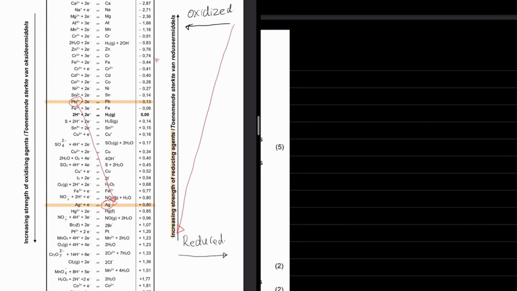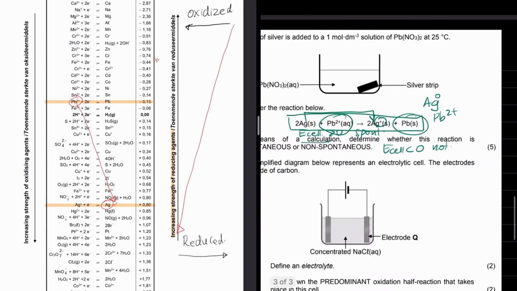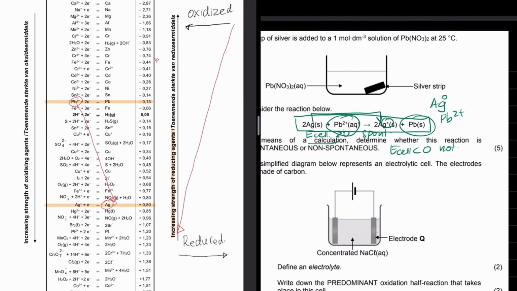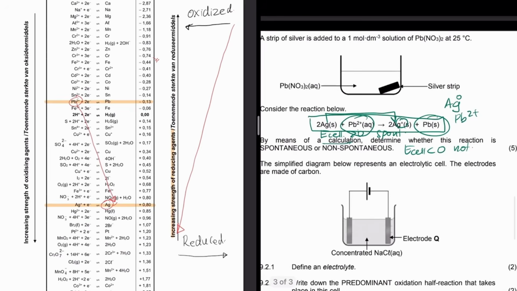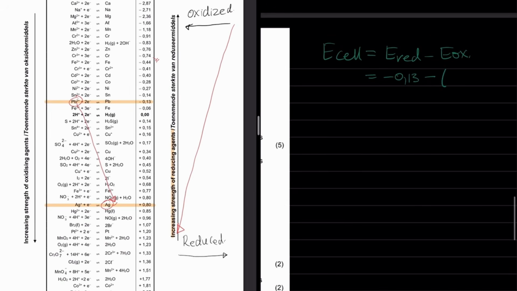So let's go ahead. We can write that the E of the cell is equal to E of reduction minus E of oxidation. So reduction, where's the reduction? What was reduced? Let's check. So Pb was reduced, so minus 0.13, then minus, what was oxidation? The Ag was oxidized. So that's minus, and the value there is 0.80. And that gives us an answer of minus 0.93 volts.